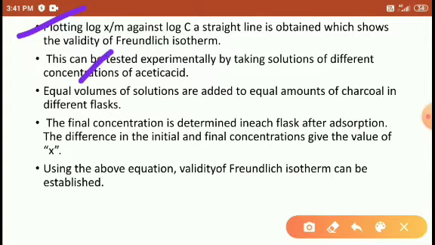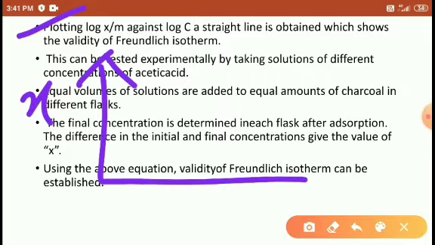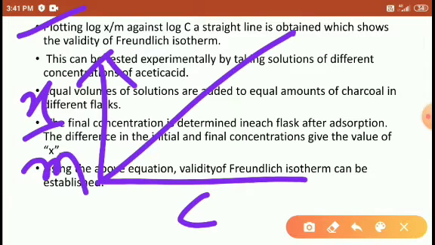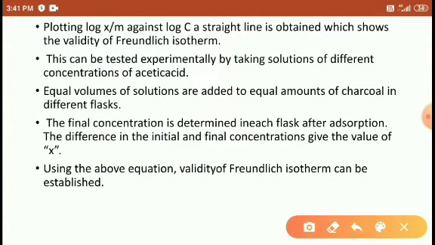So if we plot the graph in this form, x by m against c, it moves in this straight form. Adsorption increases with concentration. This can be tested experimentally. Take different solutions of acetic acid, and add an equal volume of solution to an equal amount of charcoal. It is like this, students.